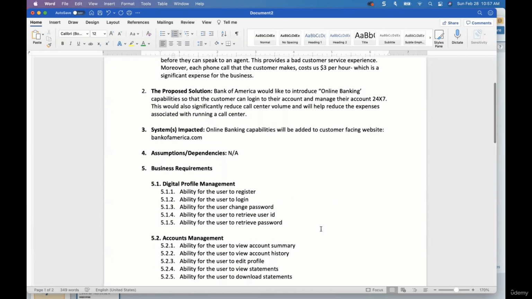So let's just write one sentence so you have it with you. And we say that a BRD is used to define the scope of the project.